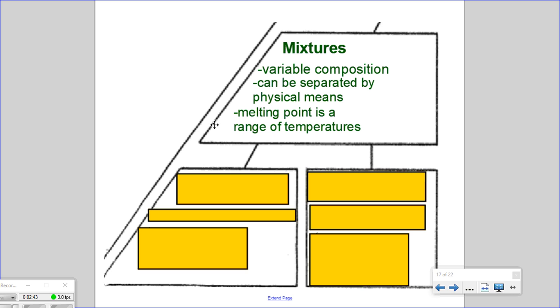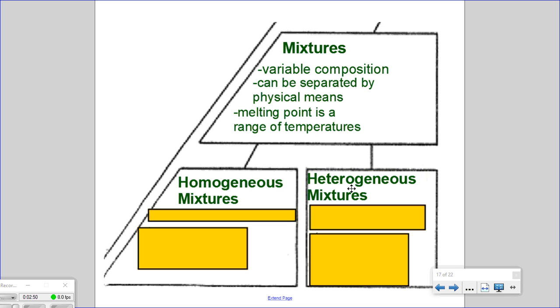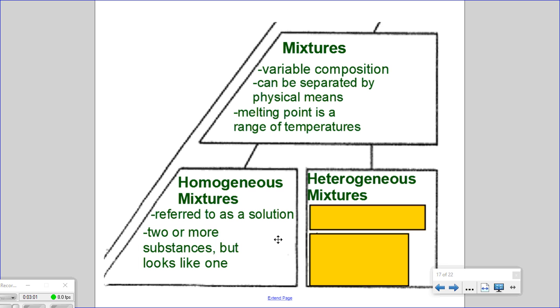Now, mixtures can be further divided. So mixtures can be classified as a homogeneous mixture or a heterogeneous mixture. A homogeneous mixture can also be referred to as a solution. And this is where you have two or more substances, but it appears to be one, or it looks like one. Examples of this would include things like salt water, where you have salt in the water, but you can't see the different parts. A baked cake, for example, where there's a whole bunch of different particles in there, but you can't make out those individual particles unless you put in chocolate chips or something.